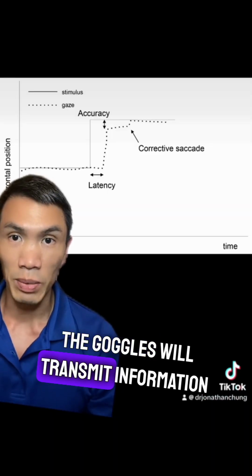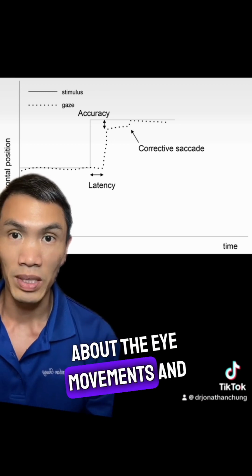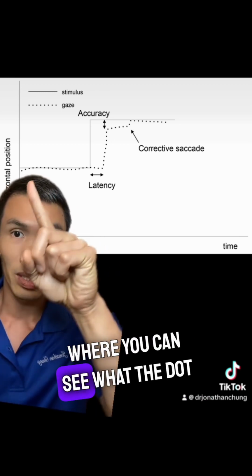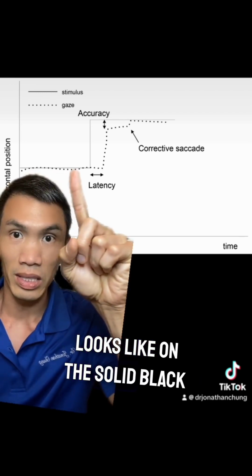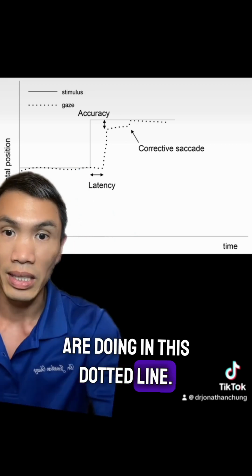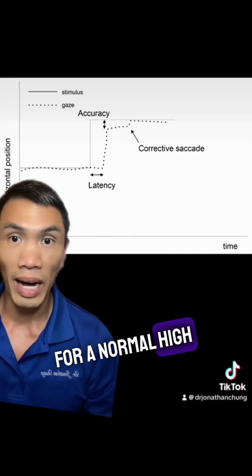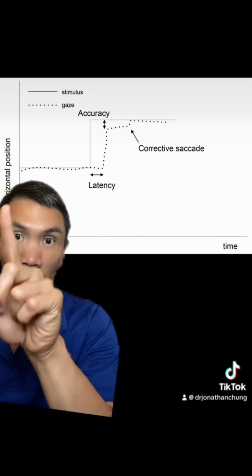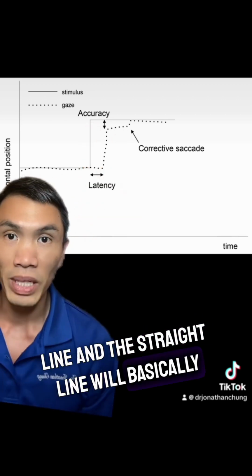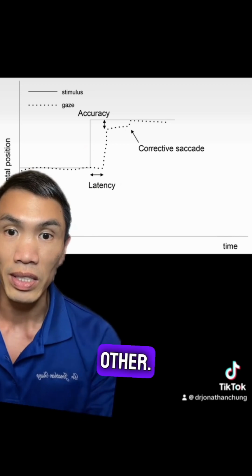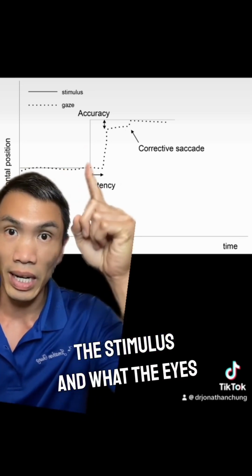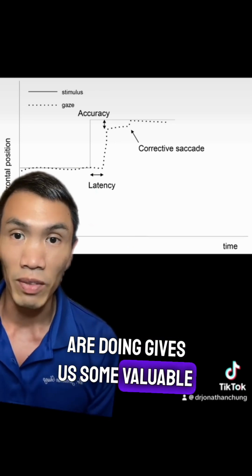The goggles will transmit information about the eye movements and translate it into a graph that looks something like this, where you can see what the dot looks like on the solid black line and what the eyes are doing in this dotted line. For a normal high-functioning saccadic eye movement, what you'll see is that the dotted line and the straight line will basically superimpose on top of each other. Looking at the difference between the stimulus and what the eyes are doing gives us some valuable information about what the eyes are doing.